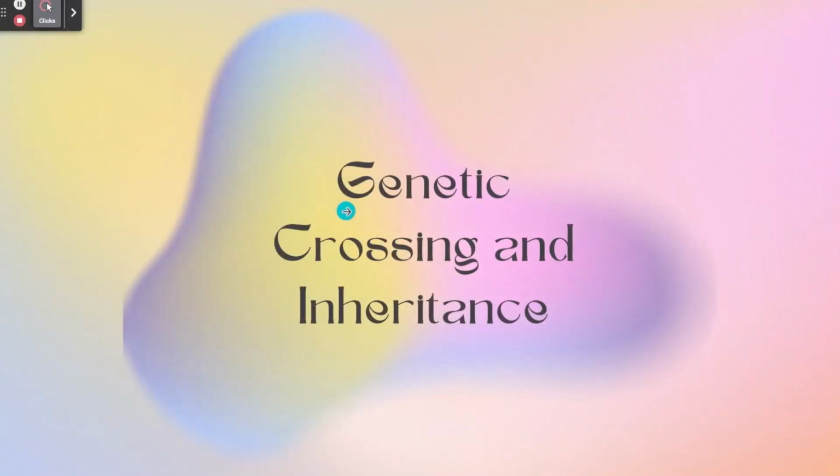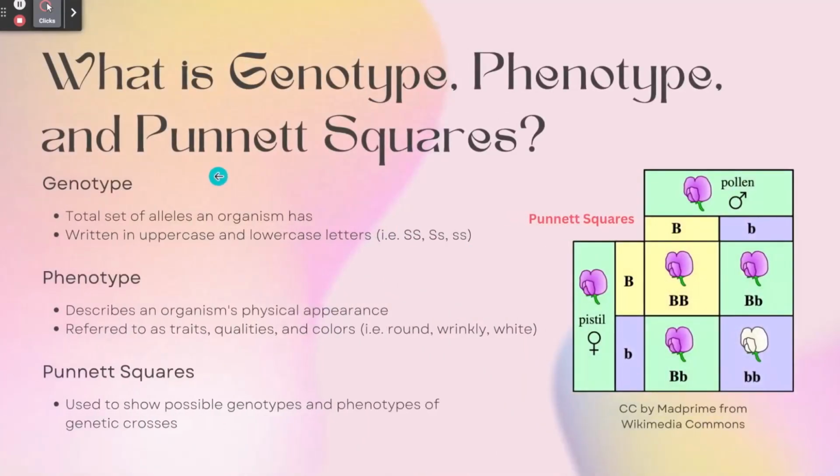The next topic we have is genetic crossing and inheritance. So, what is a genotype, phenotype, and Punnett squares? Genotype is the total set of alleles that an organism has, and this is typically written in uppercase and lowercase letters. Some examples I have here are just the letter S. It involves two letters, and they can both be uppercase, both be lowercase, or a combination of both, where there's one uppercase and one lowercase letter.